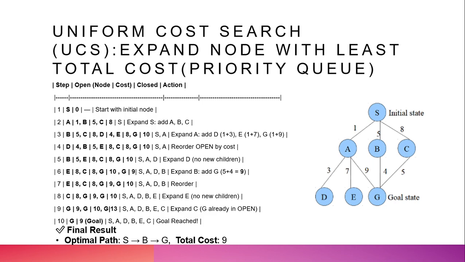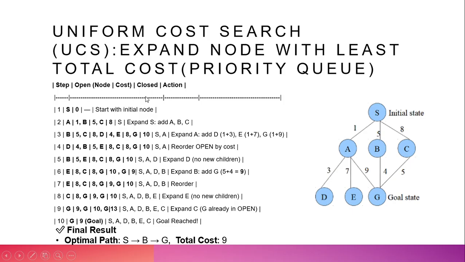Let us start with the initial node, that is S. So how will we write the steps? I have included the step number first, then I have specified the open queue, and in the open queue I will write the node, a slash, and its cost, and then we can write the closed list and what action we have performed.